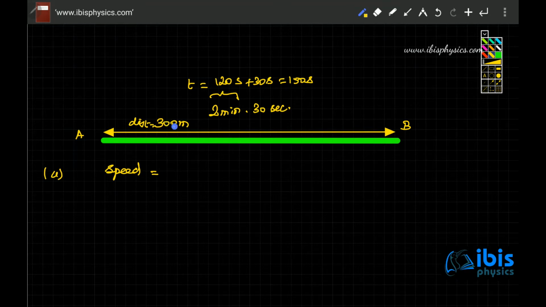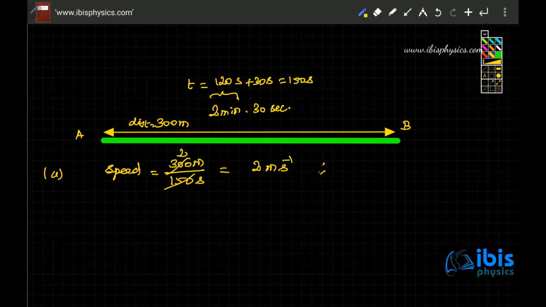Speed is the distance. Because he went in a straight line, the actual length of the path is also a straight line, so it is 300 meters by the duration 150 seconds. So speed is equal to, when you cut this 2 times, 2 meters per second.